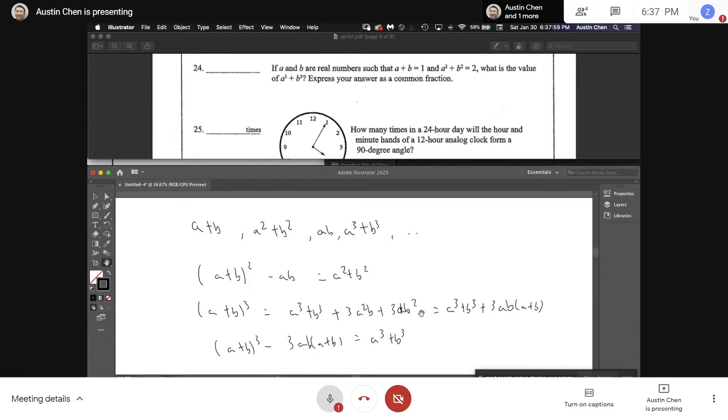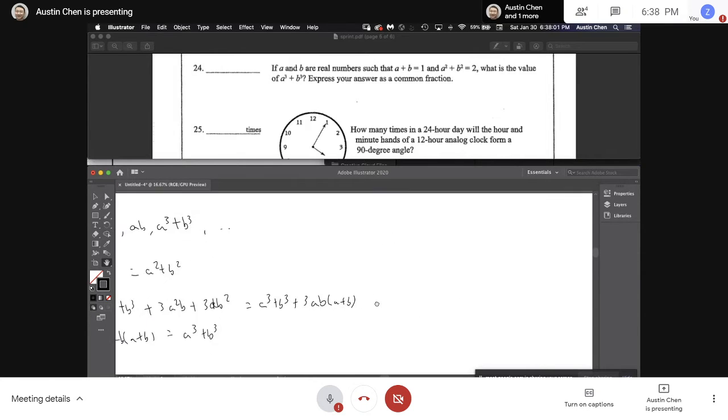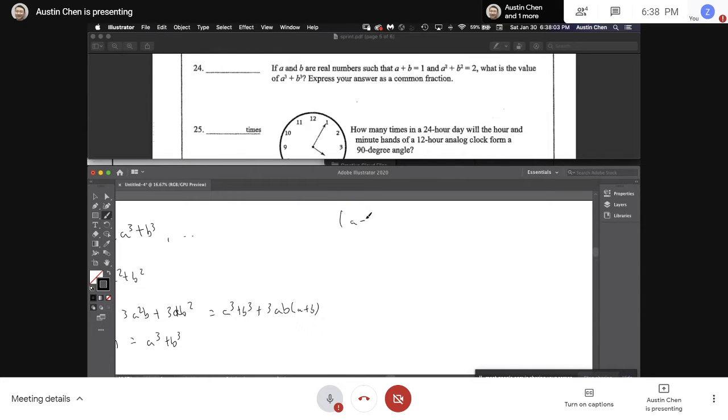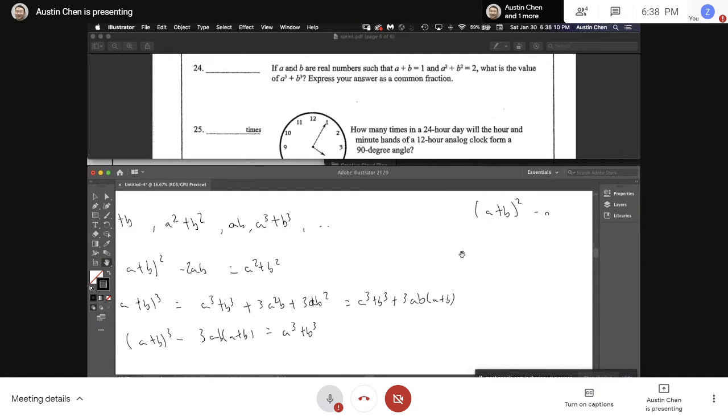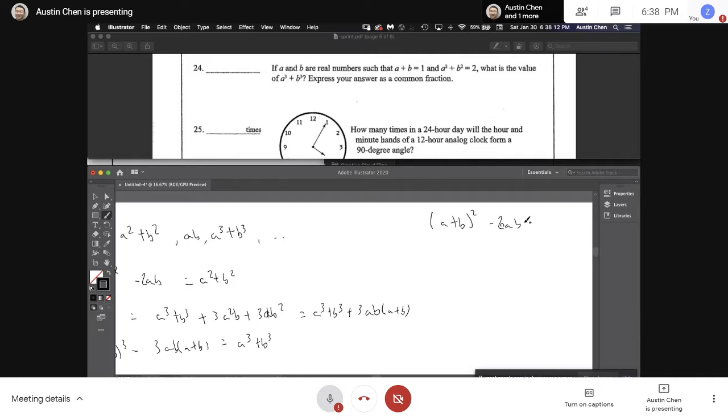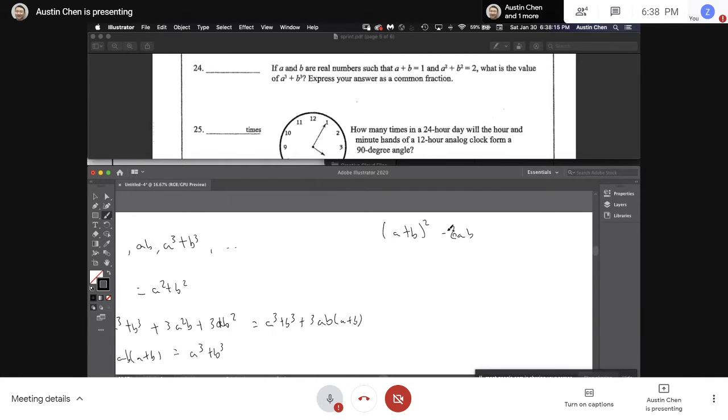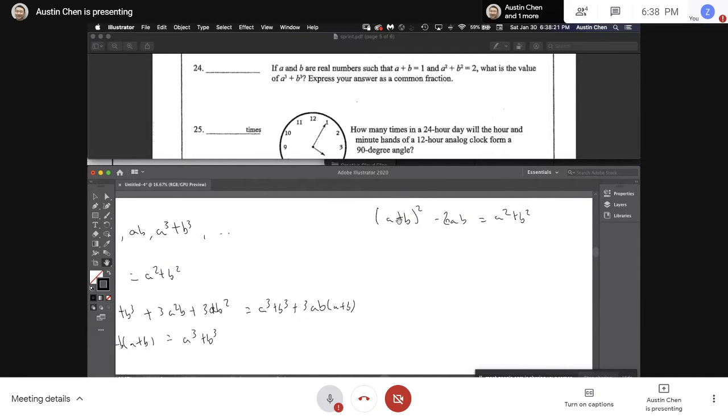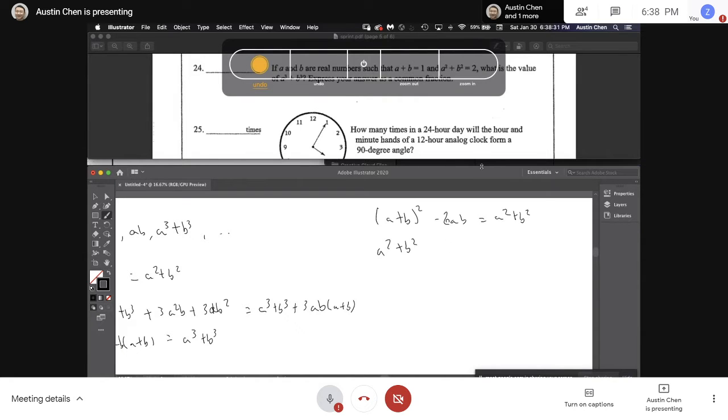Okay, so in this one, we can square a plus b, and oh, you need to subtract 2ab. That's my bad. If we subtract 2ab from a plus b squared, then we get a squared plus b squared. This is just from expanding a plus b out, right? A plus b squared is just a squared plus b squared plus 2ab. So this is obviously correct.